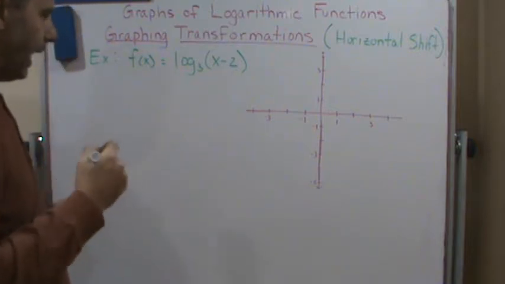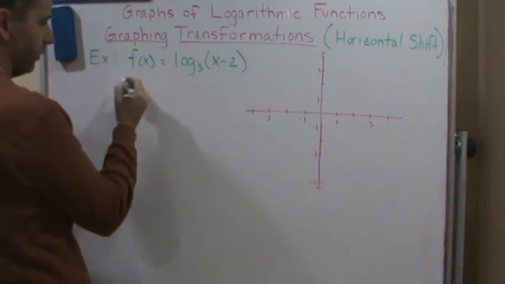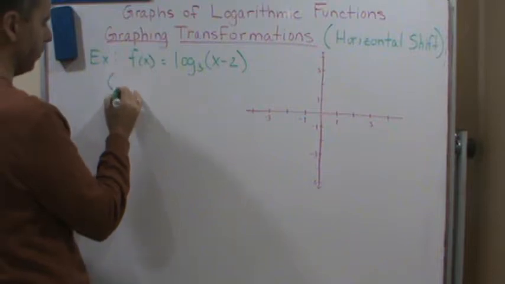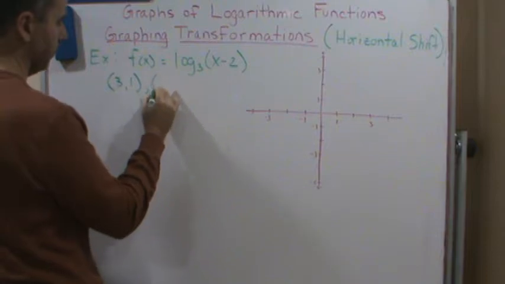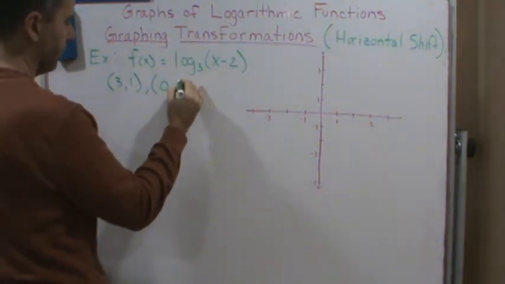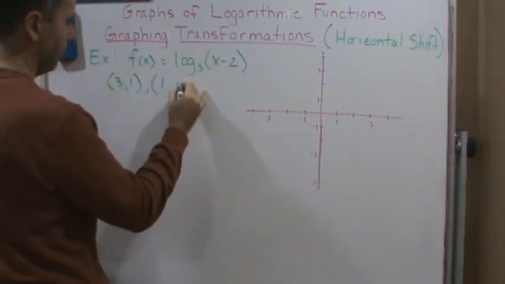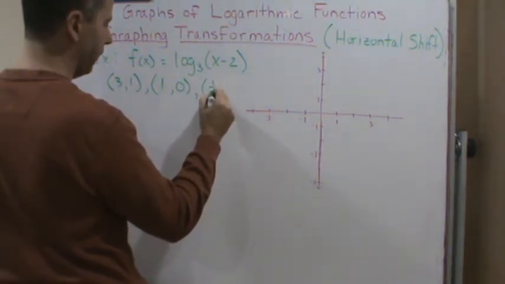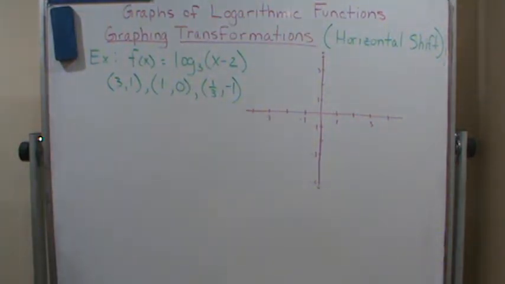So, I know that the parent function for this, log base 3 of x, goes through these 3 points. So it has to go through 3 comma 1, 1 comma 0, and 1/3 comma negative 1. Okay, that's what the parent function goes through.